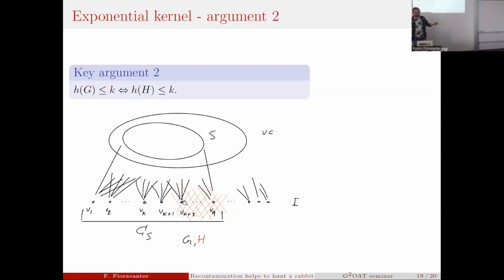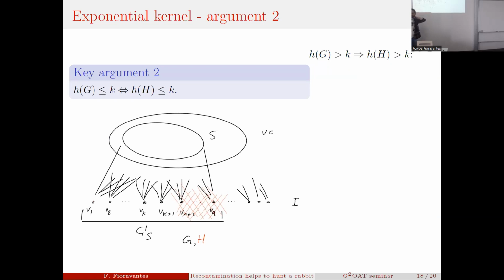And the claim is that if I have more than k plus 1 vertices here, I can get rid of the extra ones. G is the initial graph, H is the graph without the vertices I got rid of. Now, if I can clear the whole graph with k hunters, I can clear the subgraph with k hunters as well. This was actually proven, it's a lemma.